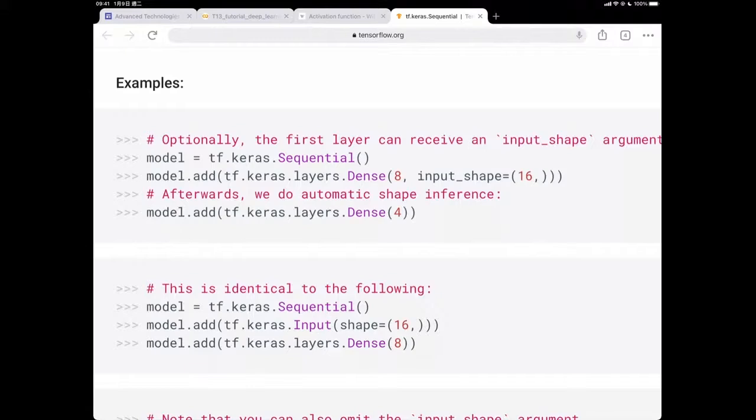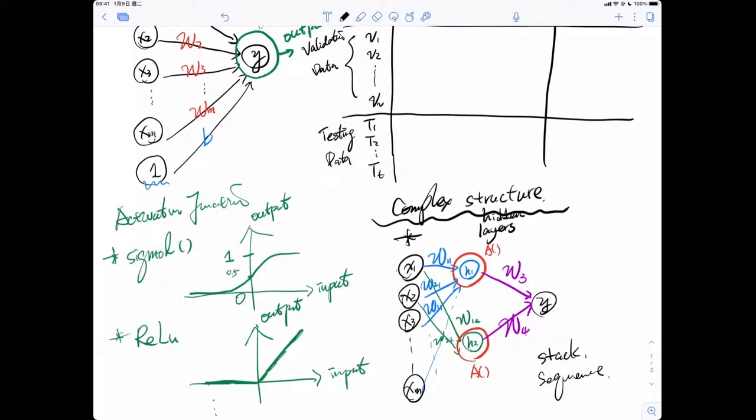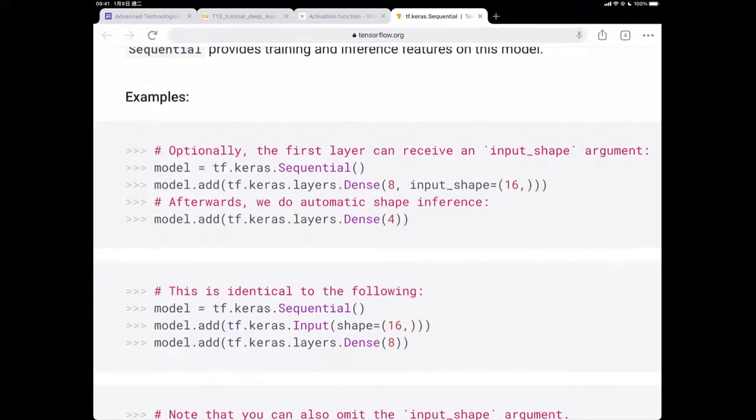And then the second one, model.add, means you want to add one layer to your neural network. The first layer you add is a tf.keras.layers.Dense layer, D-E-N-S-E. A dense layer is exactly the same as what I drew right here. This layer has several neurons, and they receive information from the previous layer, and they have weights. That kind of structure in Keras is dense. For this dense layer, it has 8 neurons, so the definition is 8. The input shape, which means information received from the previous layer, is 16.